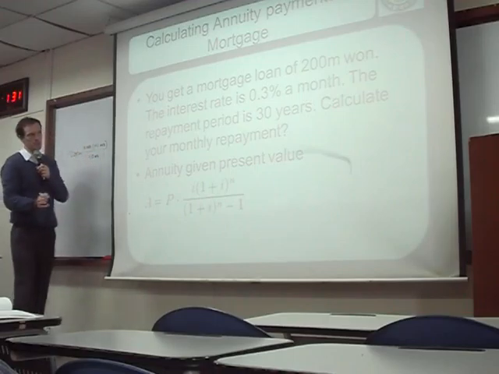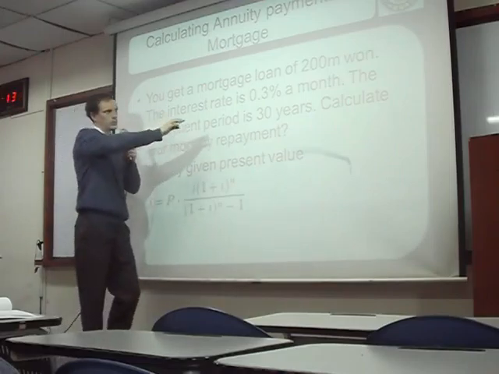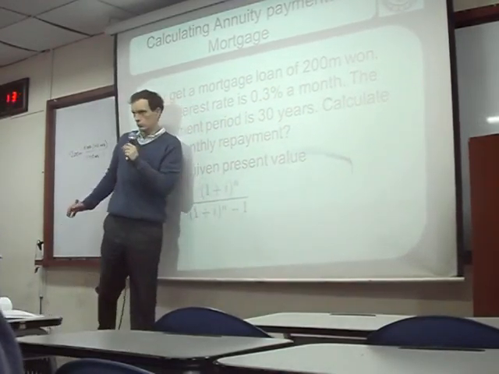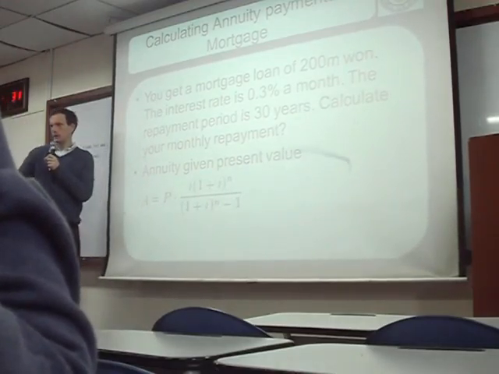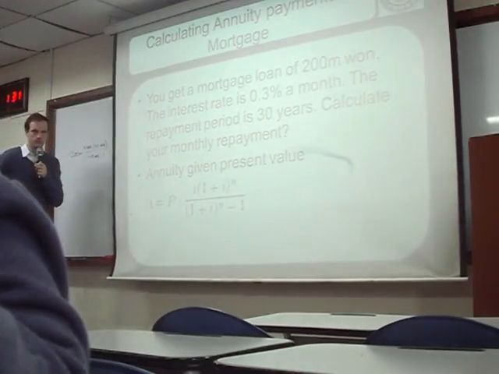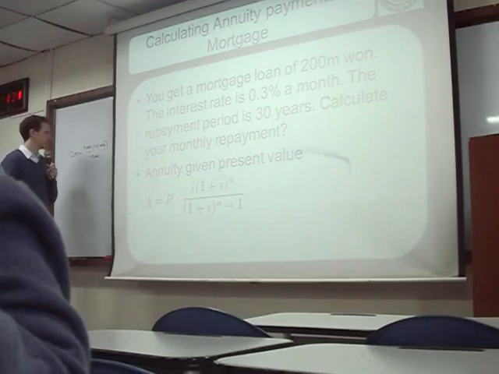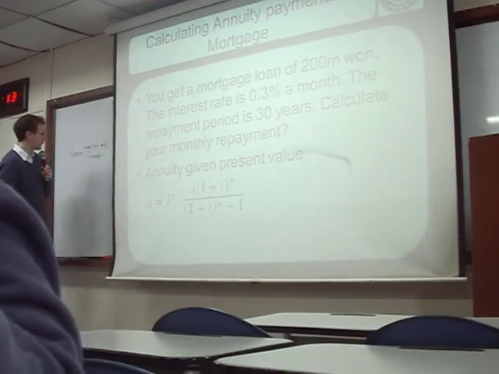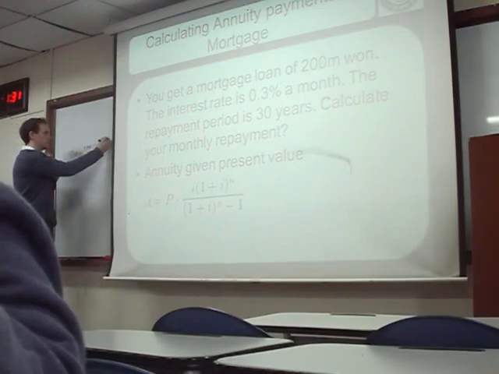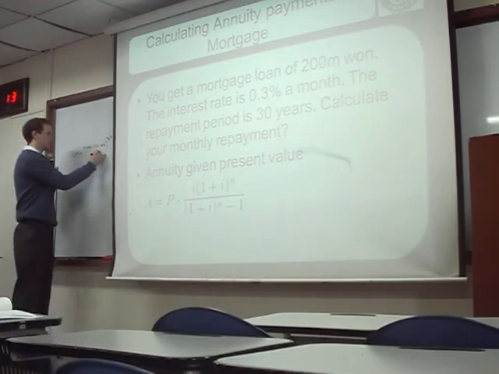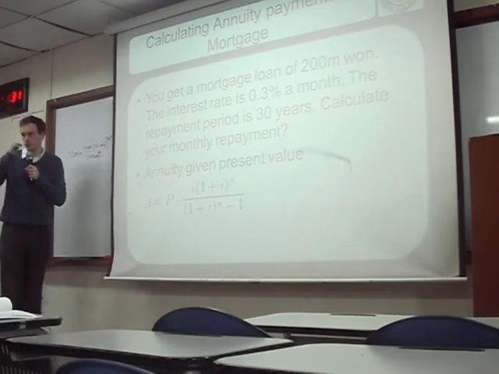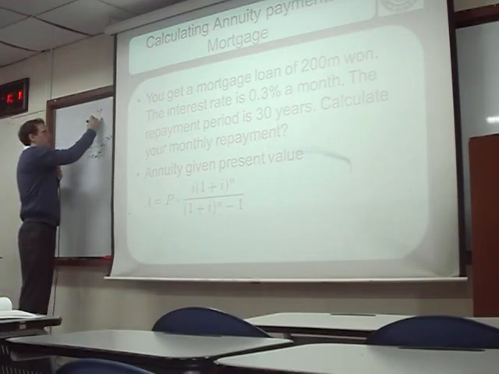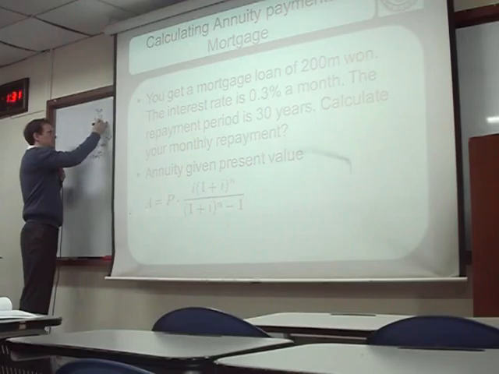Because this is a percent. For a percent, we have to move 2 decimal places. Do you understand? Then what was the other problem? The n should have been 360. 30 years is 360 months. 30 multiplied by 12 equals 360.